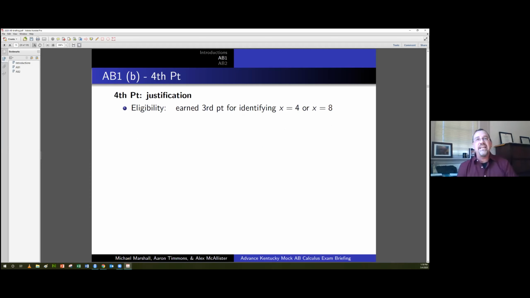All right, and the justification. They have to have earned the first point. If you haven't said x equals 4 or x equals 8, you don't have anything to justify. So they have to have at least identified one of the 2 points of inflection that are inside the interval that we've given them.